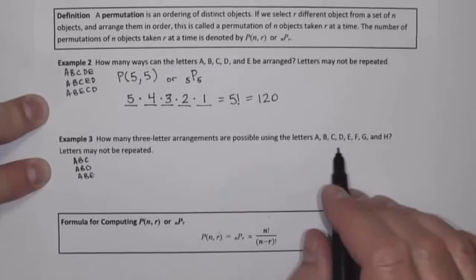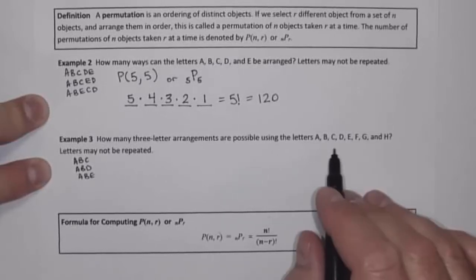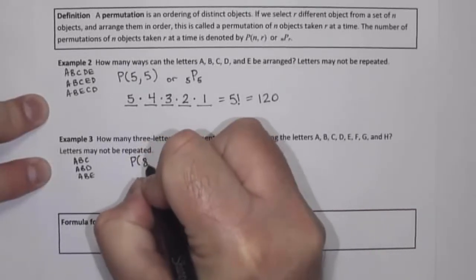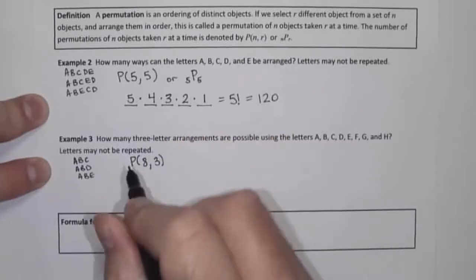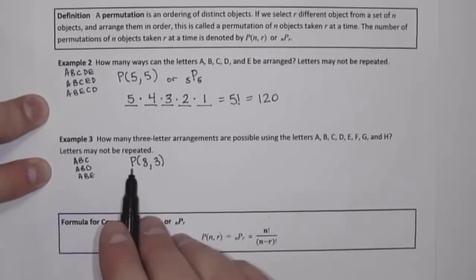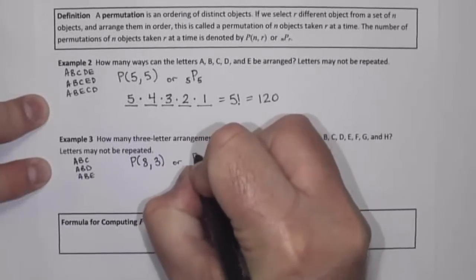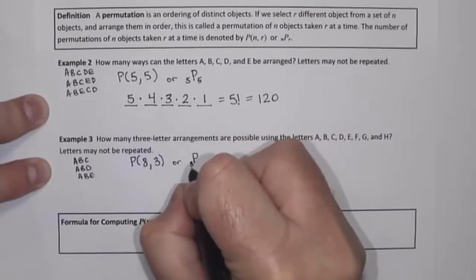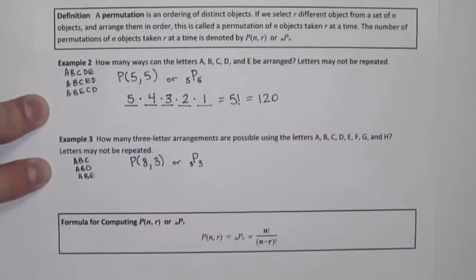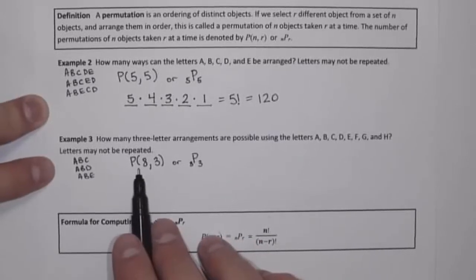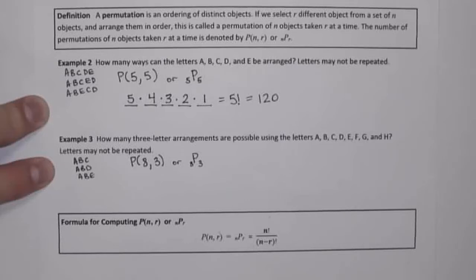Well, since we have 8 letters that we're choosing from, and we're going to pick 3 of those 8 letters, this is a permutation of 8 objects choosing 3 at a time. So we could denote this as P(8, 3), or our other notation, a capital P with an 8 subscripted in front and a 3 subscripted in back of the P. So again, these are 2 ways that we could denote a permutation of 8 objects selecting 3 at a time.